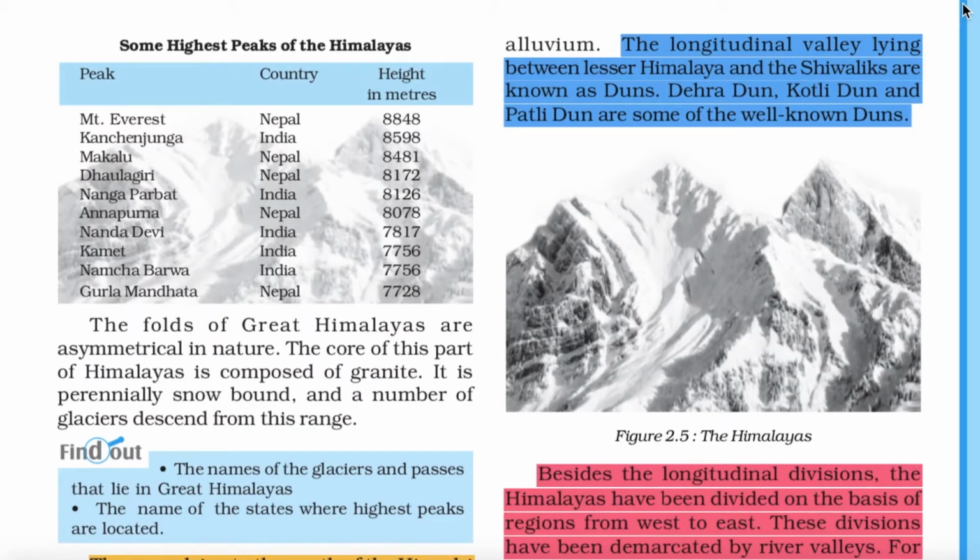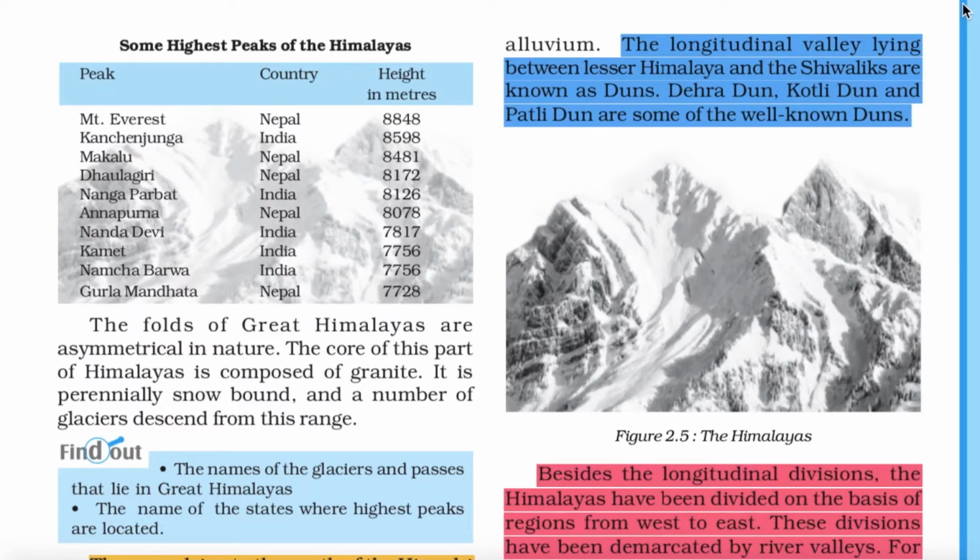Some highest peaks of the Himalayas. Mount Everest, Nepal, 8,848 meters. Kanchenjunga, India, 8,598 meters. Makalu, Nepal, 8,481 meters. Dhaulagiri, Nepal, 8,172 meters. Nanga Parbat, India, 8,126 meters.